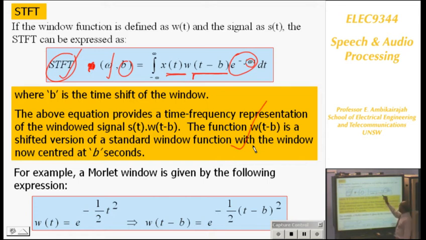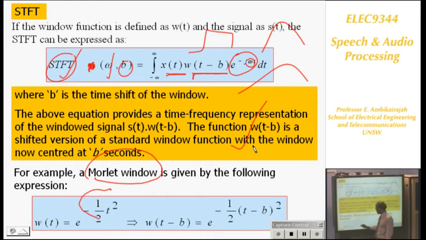The window function could be anything. It could be a rectangular window, or a Hamming window, or a Hanning window. You can use any window you like. In this case, I've just given a Wavelet window. A Wavelet window is like a Gaussian window. It's an exponential of minus half t squared. So if you plot the Wavelet window, I think it will be something like that. So w(t minus b) is e to the power minus half (t minus b) squared.